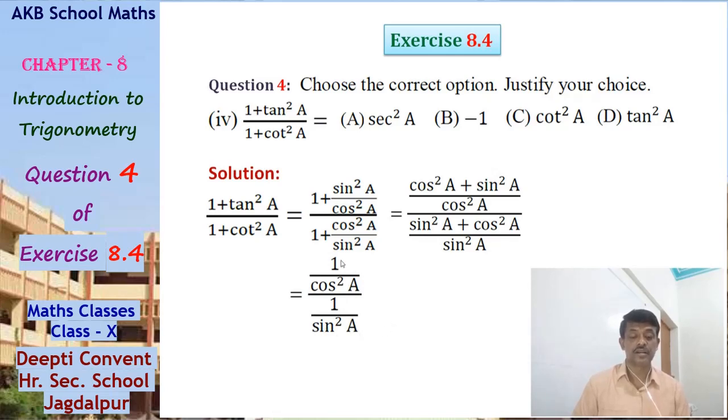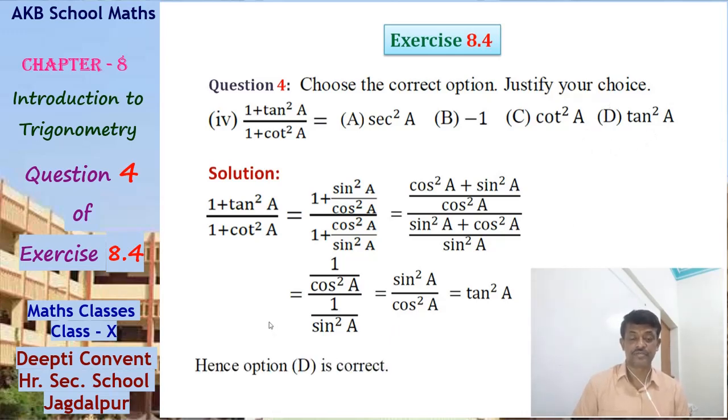Now sin goes to the numerator, cos to the denominator. That is sin square by cos square. That is what? Tan square A. And tan square is where? D. So option D is correct. Okay, so that was the solution of question 4 of exercise 8.4.